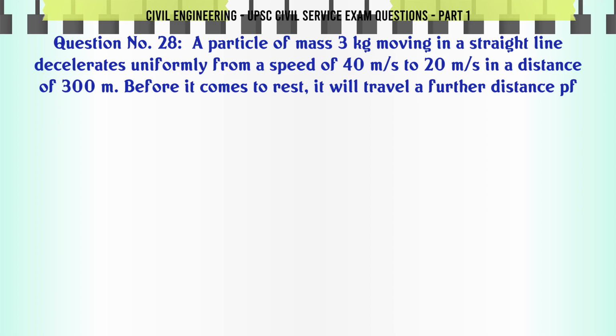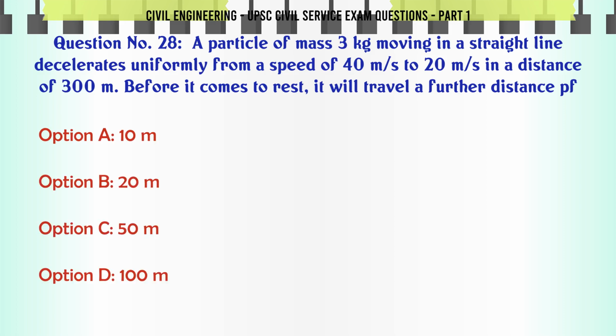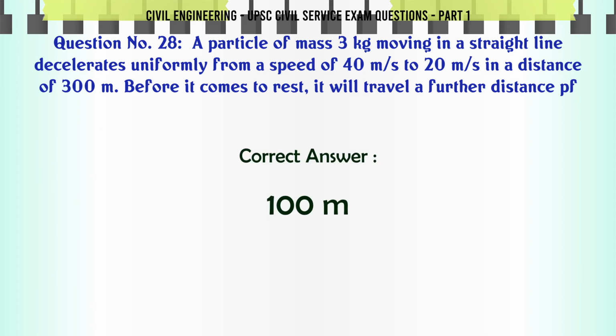A particle of mass 3 kg moving in a straight line decelerates uniformly from a speed of 40 m/s to 20 m/s in a distance of 300 m. Before it comes to rest, it will travel a further distance of A 10 m, B 20 m, C 50 m, D 100 m. The correct answer is 100 m.